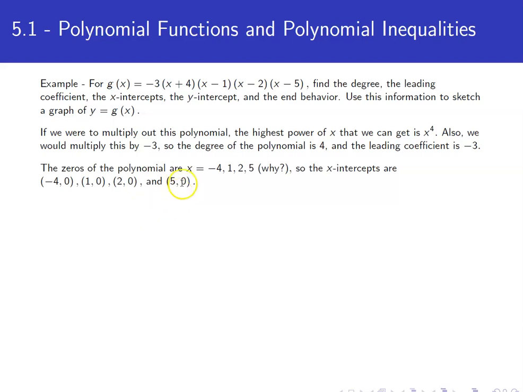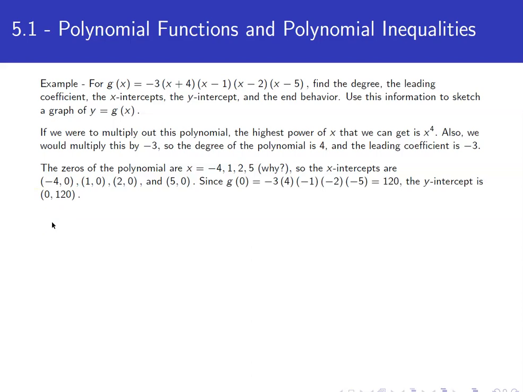All right. So if we want to find the zeros, we would set the function equal to 0. Since it's already factored, it's pretty easy to read off the zeros. This one gives us a 0 of -4. This factor gives us a 0 of 1. This factor gives us a 0 of 2. And this factor gives us a 0 of 5. So the x-intercepts are (-4, 0), (1, 0), (2, 0), and (5, 0).